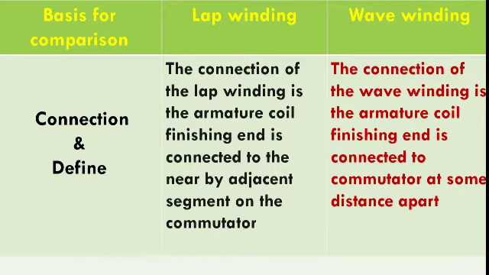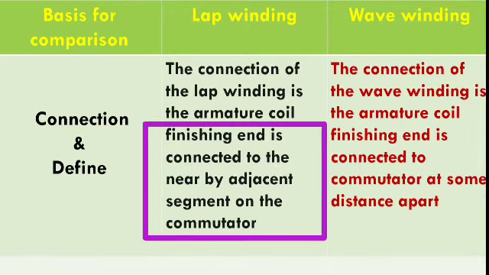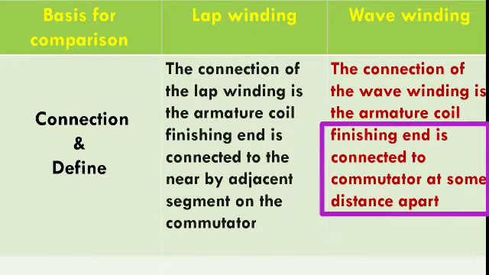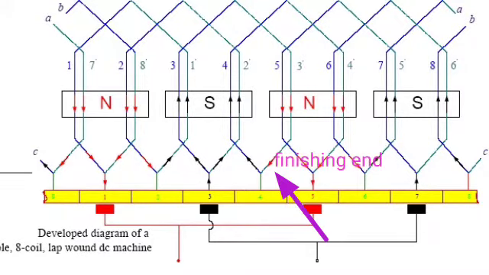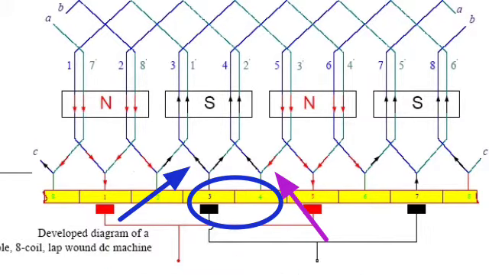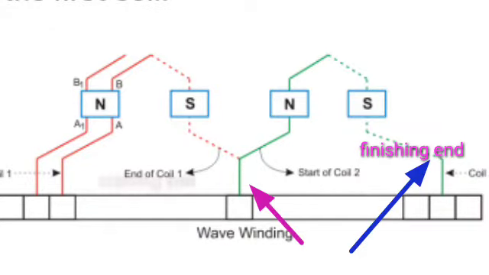First one, connection and definition. The connection of the lap winding is the armature coil finishing end is connected to the nearby adjacent segment on the commutator, whereas the connection of wave winding is the armature coil finishing end is connected to the commutator at some distance apart. So in lap winding, this is the finishing end and this is the starting end connected to nearby adjacent segments on the commutator, whereas in wave winding, this is the finishing end and this is the starting end connected to the commutator at some distance apart.